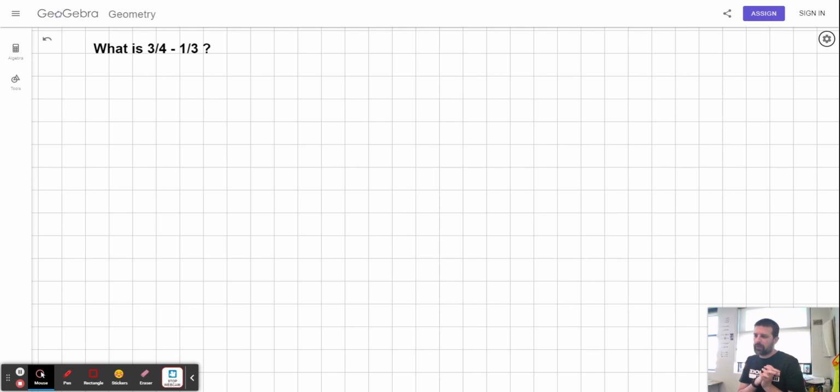Okay, I'm going to show you two models. One's visual, one's more just with the numbers. Both use a common denominator. I would accept either one of these for full marks on a test or project. So let's get to it.